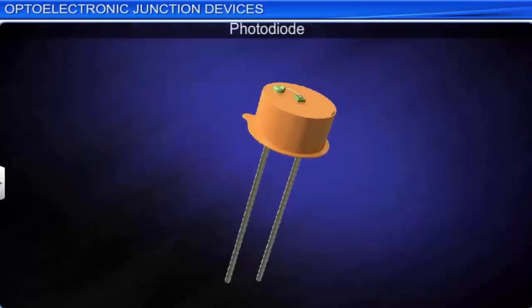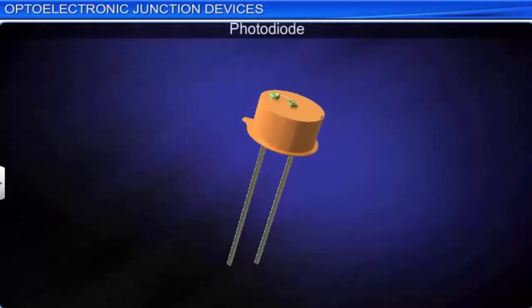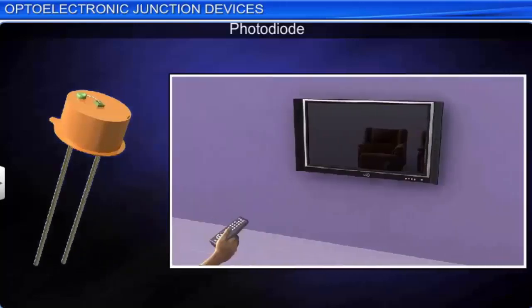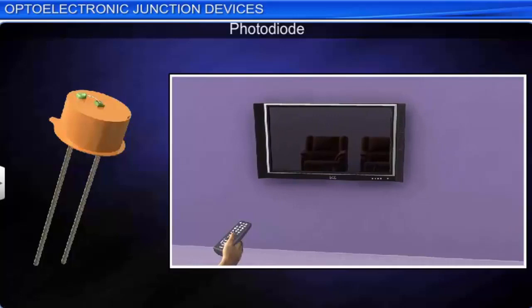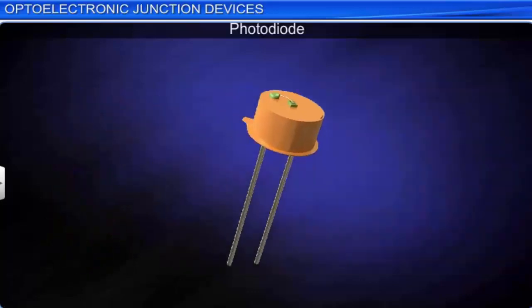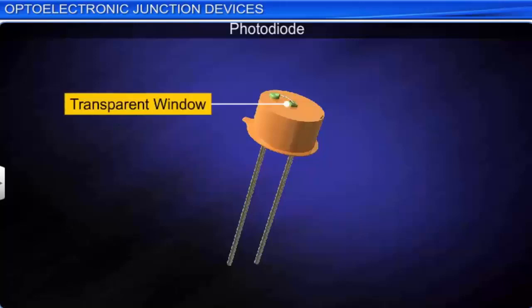A photodiode is a device that is used to detect optical signals. It is a photodiode in your TV set that allows you to operate your TV using a remote. A photodiode is a specially fabricated PN junction diode with a transparent window that allows light to be incident on the diode.